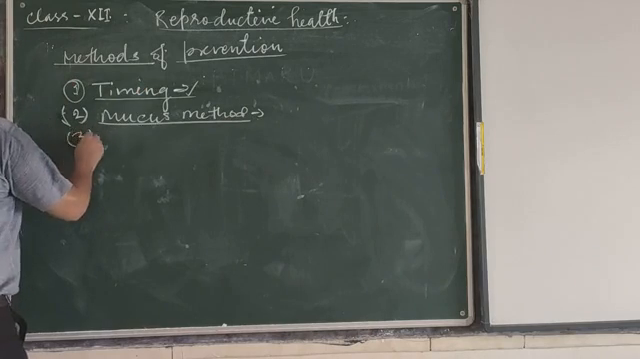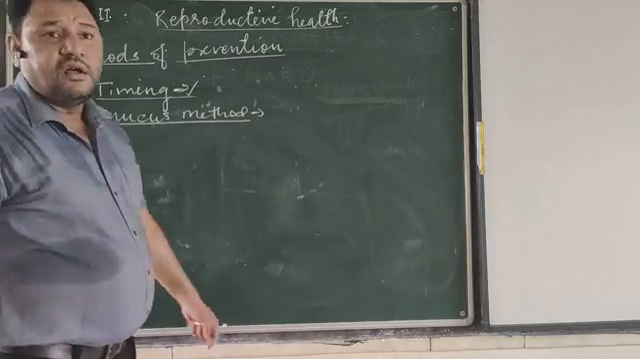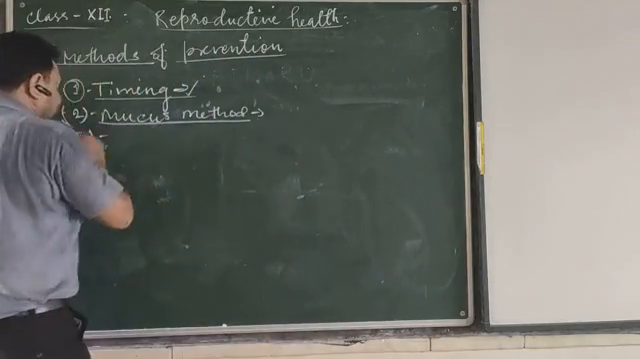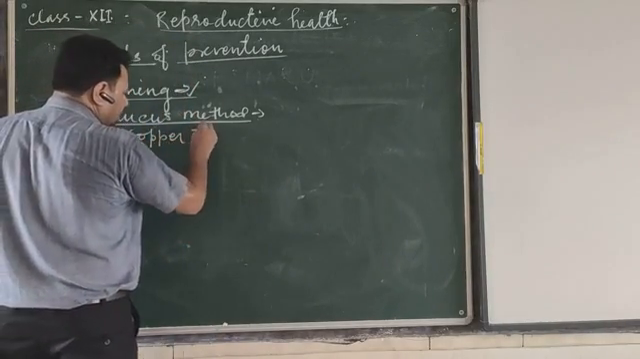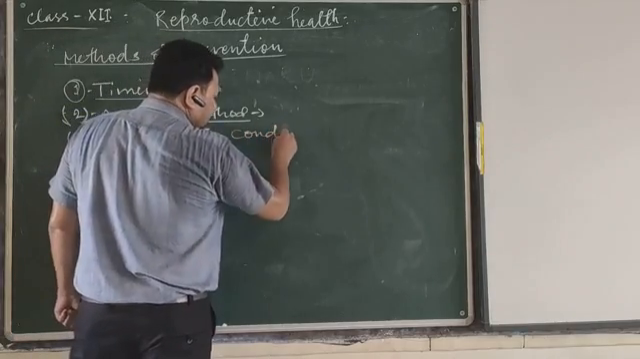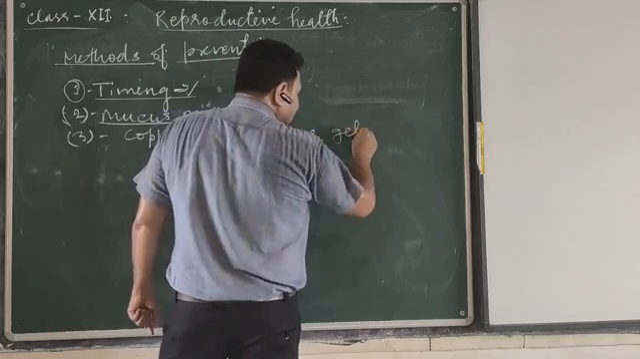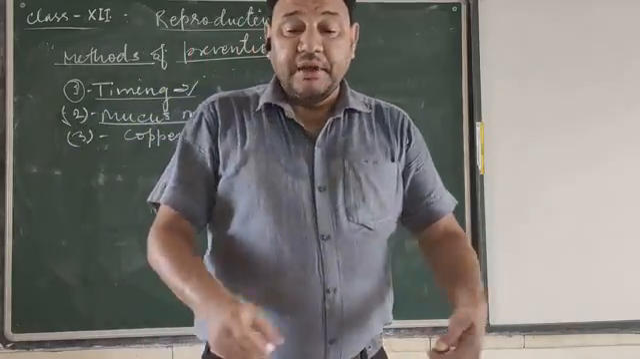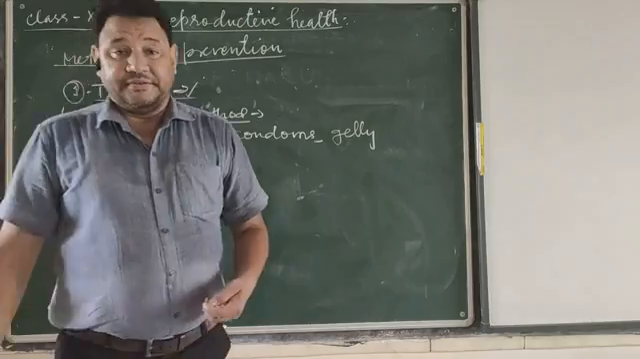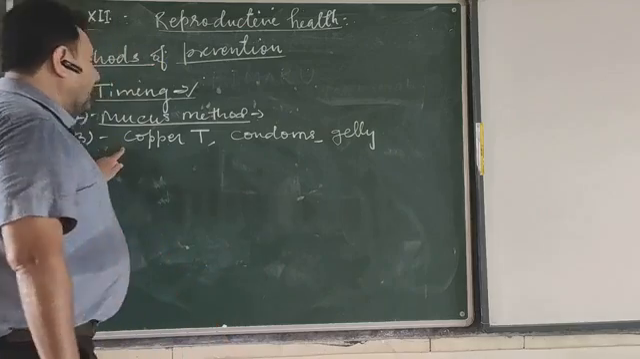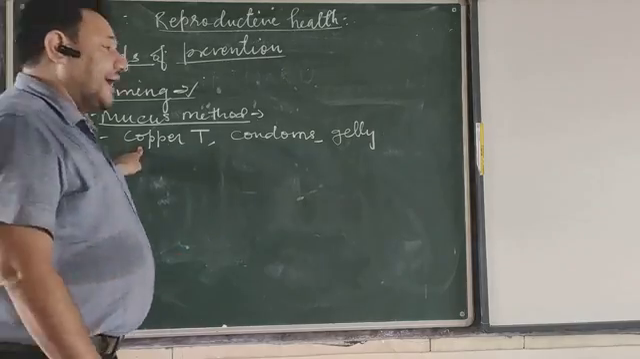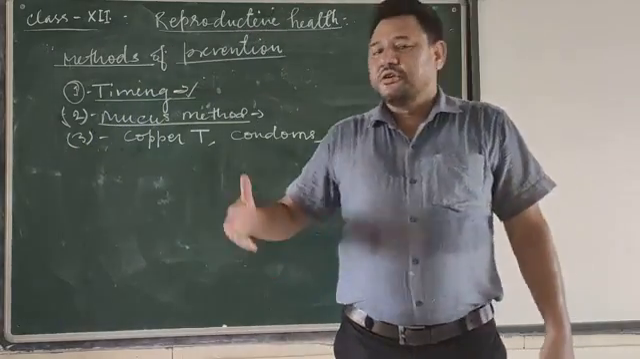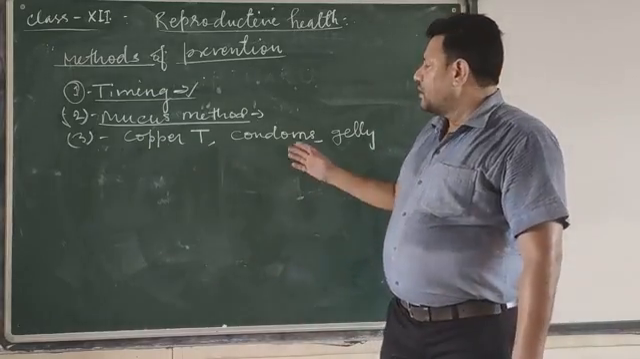And number 3 is several types of devices like copper T, condoms, and jellies which are used to control birth. They are called barriers. This device is set in such a way that the uterus may not receive the semen or sperm.